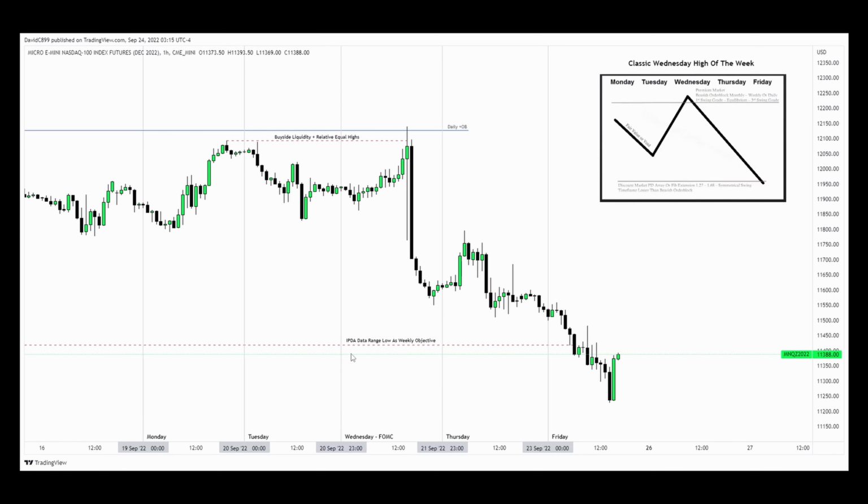Also, price raided the interbank price delivery algorithm 60-day low, which is delineated with that red line. On the top right corner, you can also see that template for the classic Wednesday high of the week. Price is trading higher Wednesday into a premium market, premium PD array, which is the daily bearish order block, and from there trading lower to find the low on Friday on close orders time period.